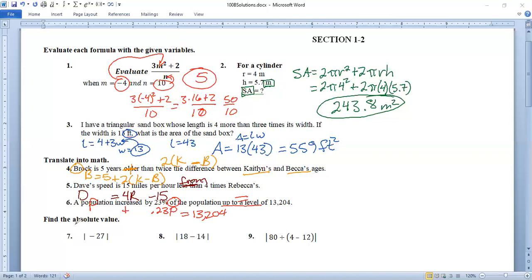Find the absolute value, which means you just make everything positive. 18 minus 14 is 4. Absolute value of 4 is just a 4. And this is 80 divided by 4 minus 12. That's a -8. So this is absolute value of negative 10. When you divide, we've got a negative. So positive divided by negative is a negative, but the absolute value turns it to a positive 10. So those are the three answers for those. Good deal.